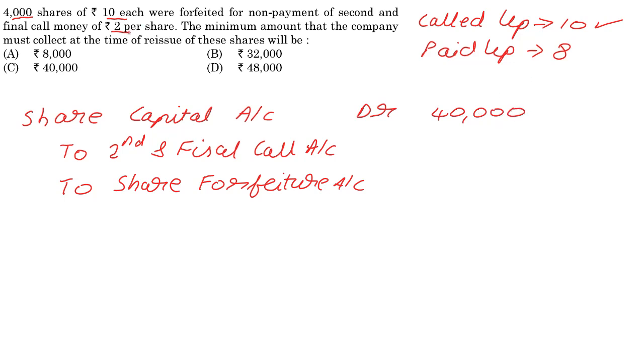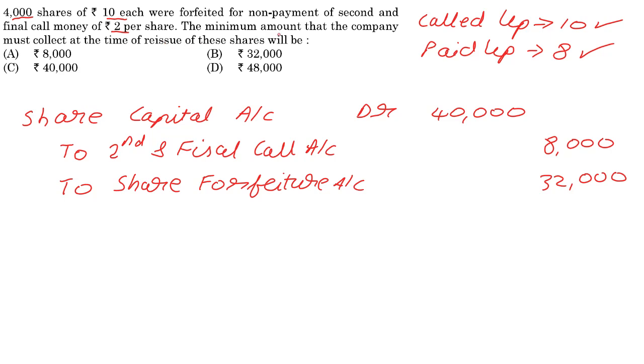The 2 rupees of the second and final call account, which has not been paid, 2 into 4,000 is going to be 8,000. We are crediting because we are no longer expecting it. Okay. And share forfeiture is the gain that we're making by cancellation. We are canceling the person's shares. We're not giving him a refund. We are holding on to the money. And that is going to be the paid up value per share into the 4,000 shares, which is 32,000 rupees.